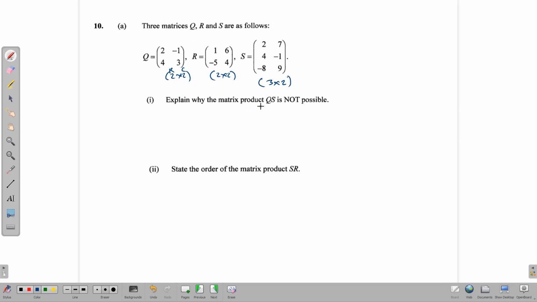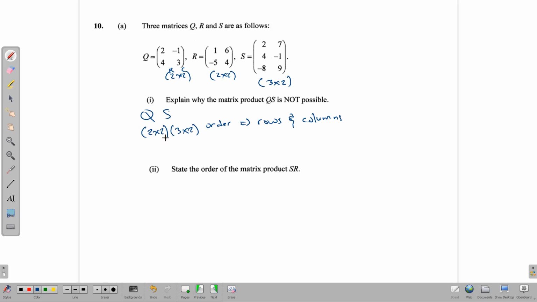So it says explain why the matrix product QS is not possible. So if we're going to try to multiply QS, then Q is a 2 by 2 and S is a 3 by 2. Now, one rule that we use to decide if two matrices can be multiplied together is that we write out the order of the matrix like this. Now, this description, the number of rows and columns, is what we call the order. So the order here simply means how many rows and columns it has.